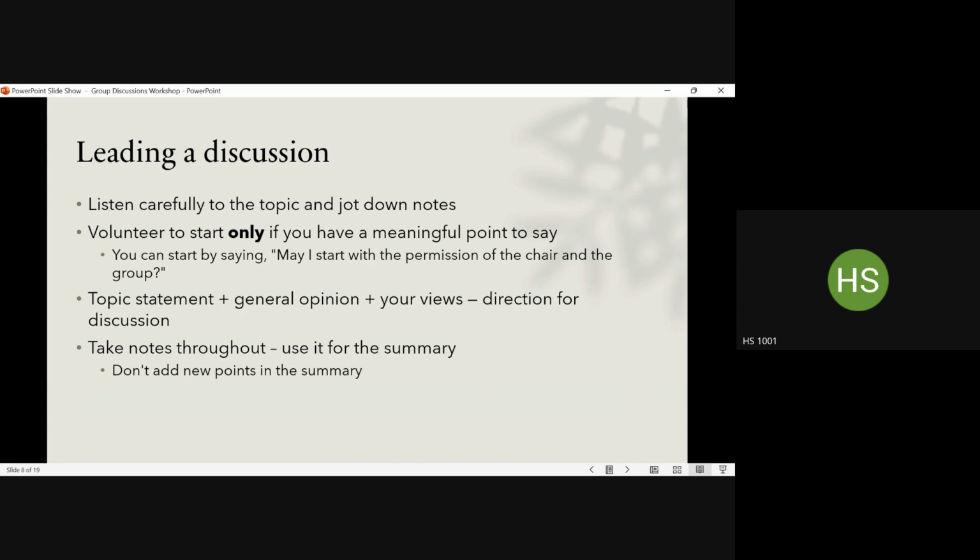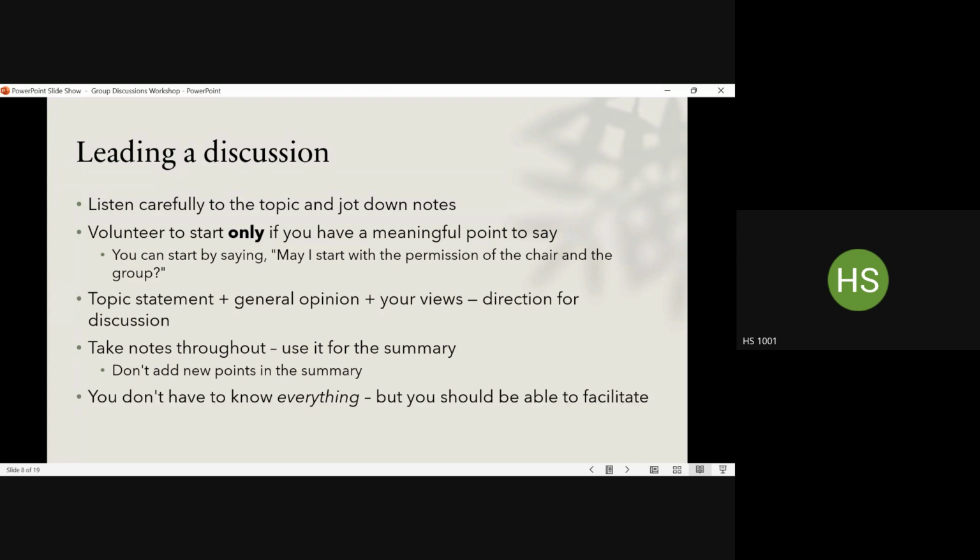While others are speaking, make sure to take notes because you'll not be able to recollect everything immediately when you need to make your summary. After everybody speaks, you'll need to speak once again. You'll need to give a summary of the discussion. And in the summary, you'll not be adding any new points. You'll only be summing up what others have said. Kind of driving the discussion to its conclusion. Setting the direction, driving the discussion to its conclusion. This is your role if you are a leader.